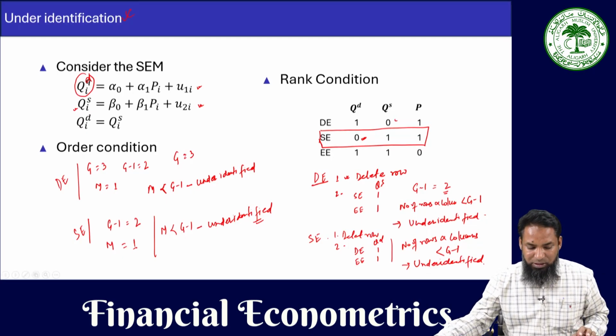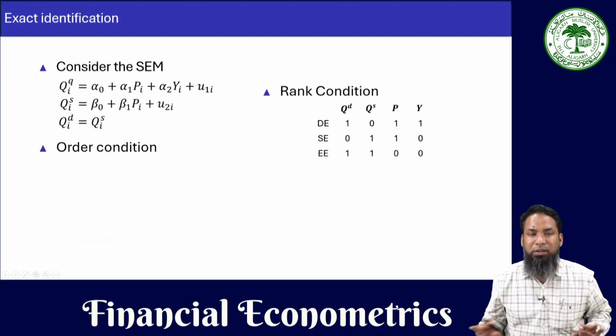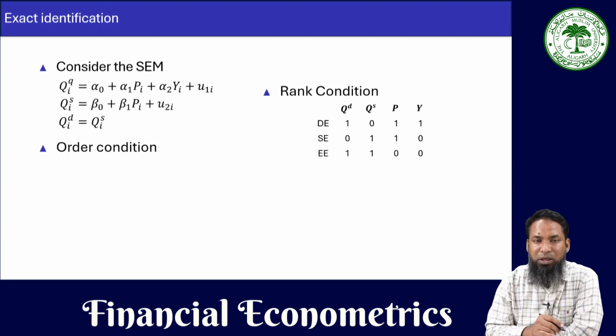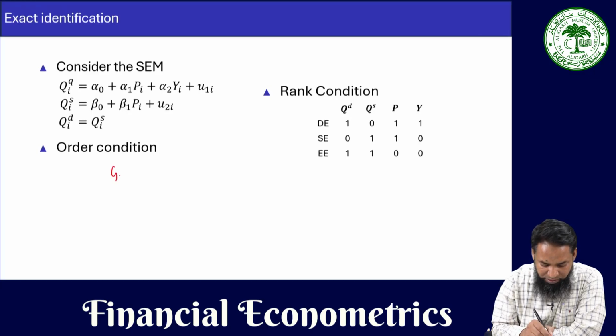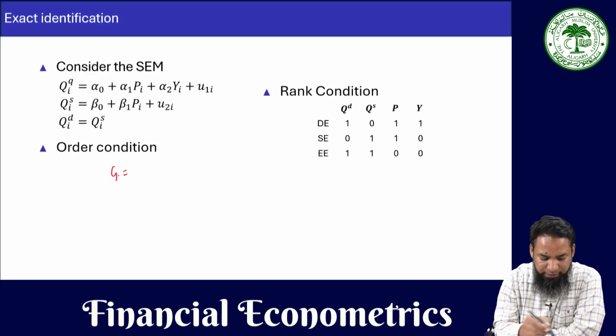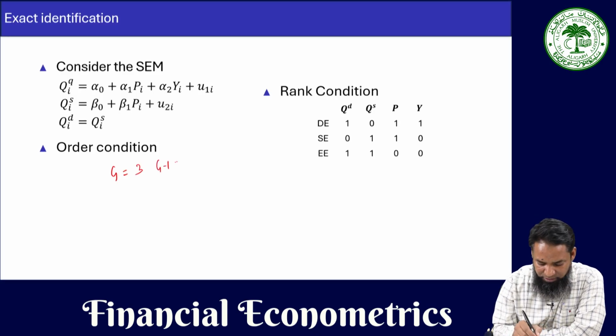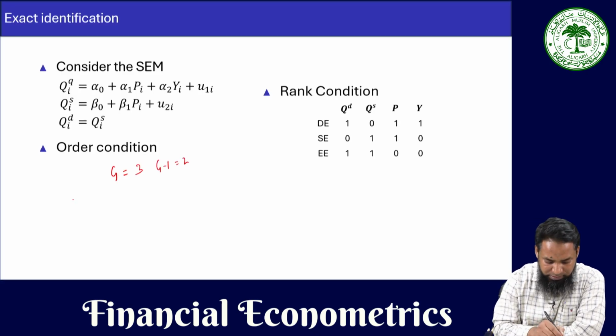Now let us take another situation. Let us see how many g we have, the number of endogenous variables. Again we have 3, so g minus 1 is again 2. Now let us take the order condition of the demand equation here.